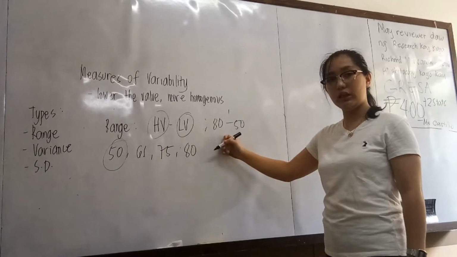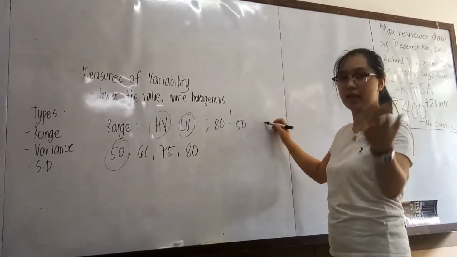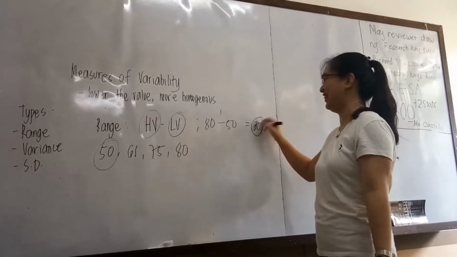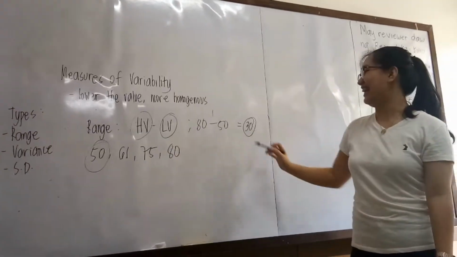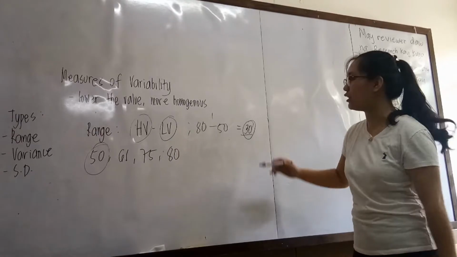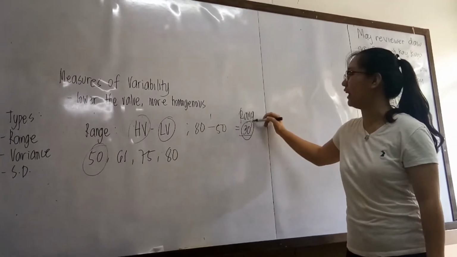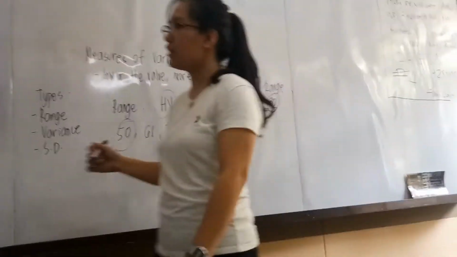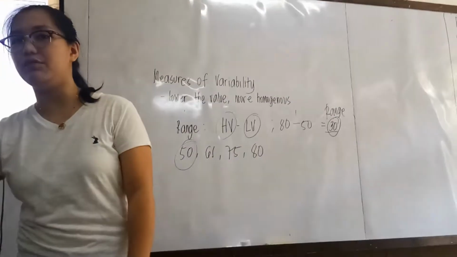Subtract the 2, 80 minus 50, the answer is, yes, Ma'am Genevieve? 30. 30, okay? Parang estudyante ako. So, the answer is 30. That is your range. Madali lang, di ba? So, that is how you're going to compute your range. Let's move on to your variance and standard deviation.